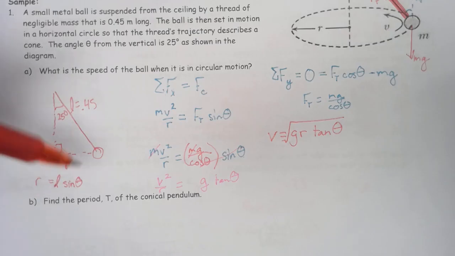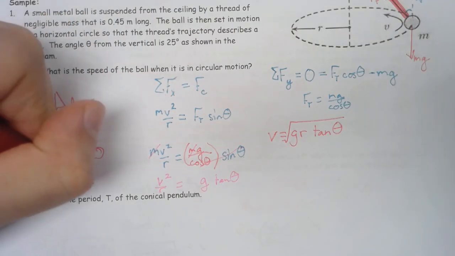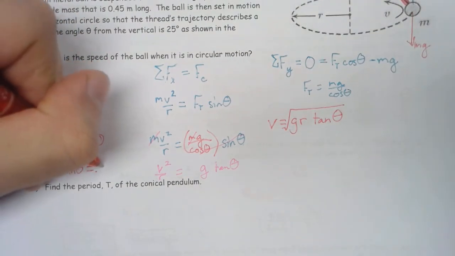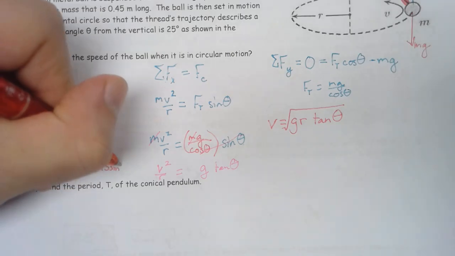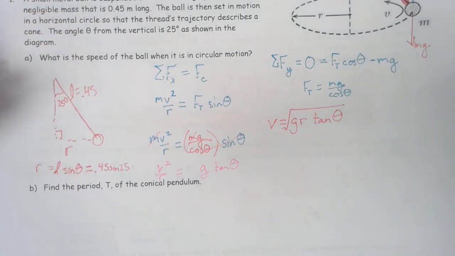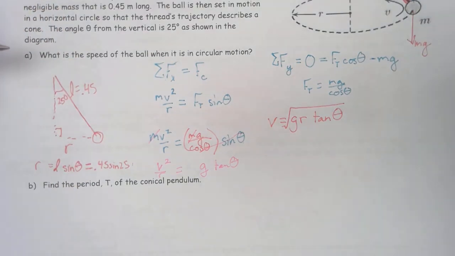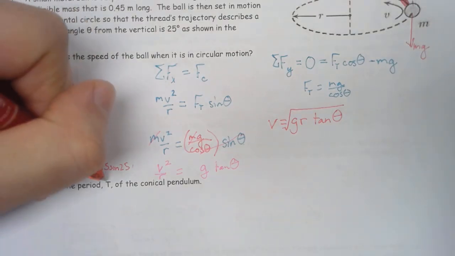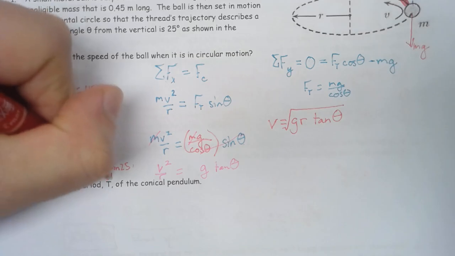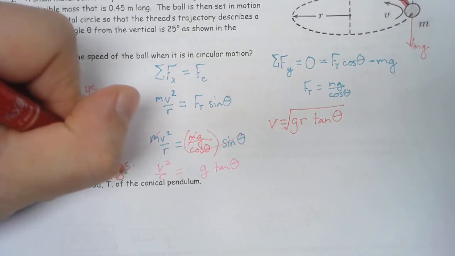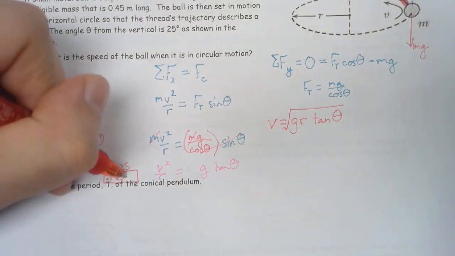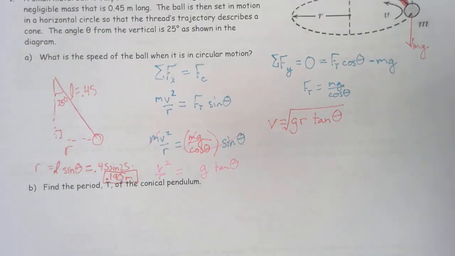So 0.45 sine 25. Go ahead and solve for that now. Let me know what you got. 0.19. Right. Okay. So if that's what we have, that's the radius.